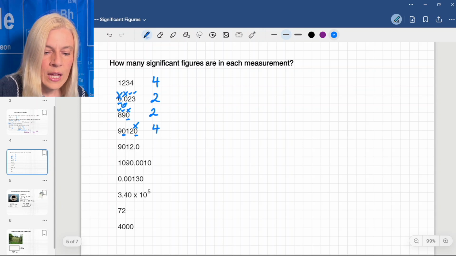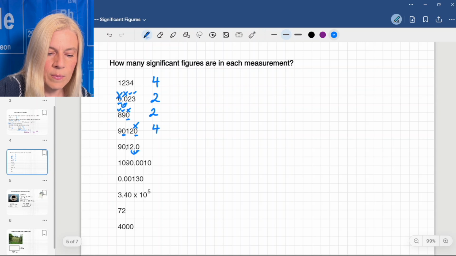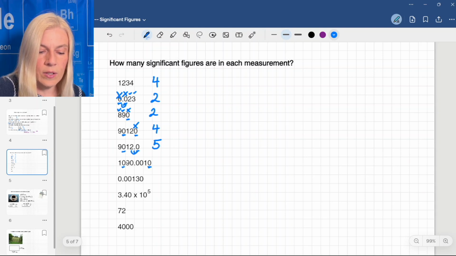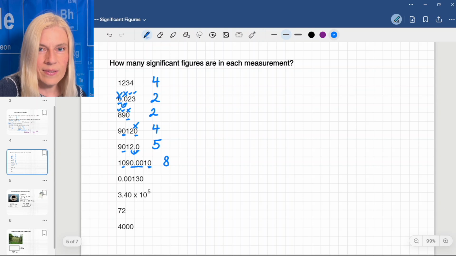Let's go more. Oh, this 0 at the end now is after a decimal and after a number, and this is my sandwich 0, so they count. So 5 sig figs. And over here, okay, this is my sandwich 0. This 0 is after a decimal and after a number. These are also sandwich 0s. So I have 1, 2, 3, 4, 5, 6, 8 sig figs here, right?